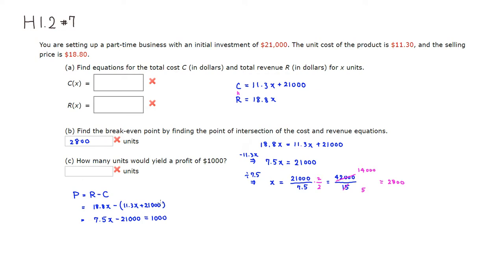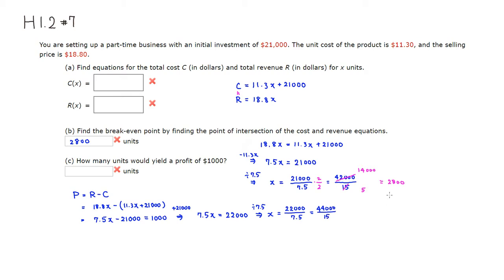So let's solve this. First I'm going to add 21,000. You're going to get 7.5x is equal to 22,000. Then we can find x by dividing through by 7.5, so x is equal to 22,000 divided by 7.5. Let's simplify this again. You just multiply top and bottom by 2, so it's 44,000 divided by 15. You don't have to do this, but I don't like decimal numbers.